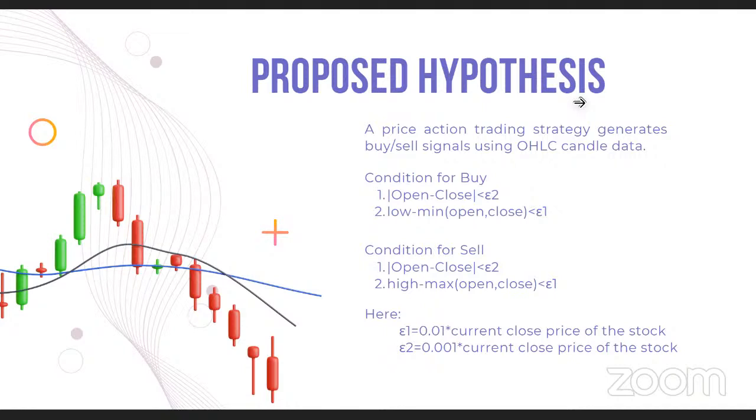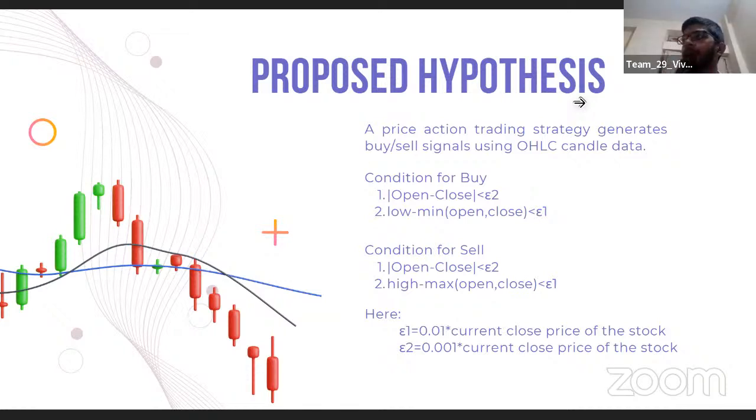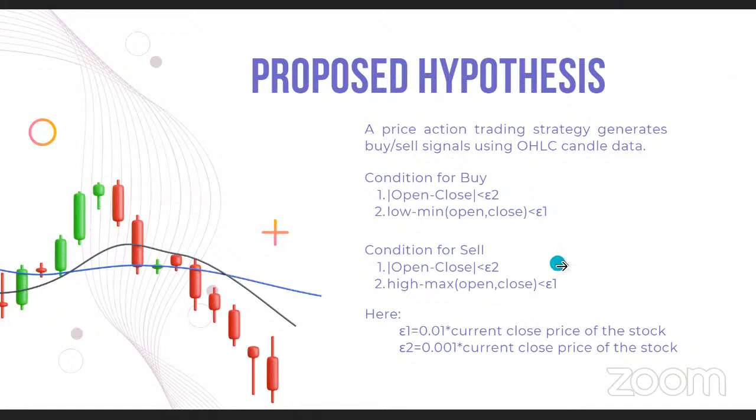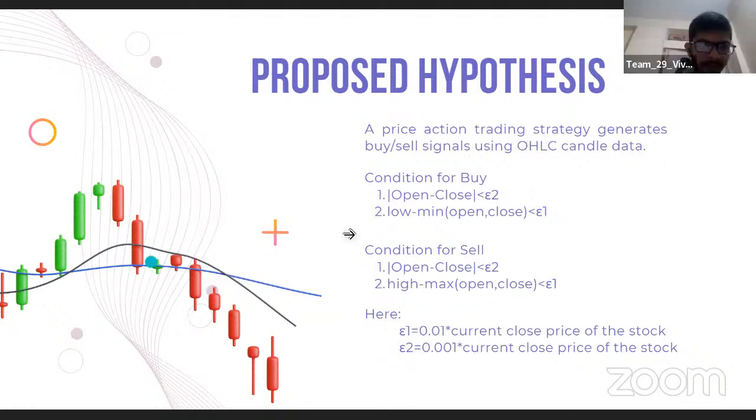The question is: how many backtests have you run to optimize epsilon 1 and epsilon 2? We ran 3 backtests in order to get the most optimal value of these parameters. Okay, thank you. I think that's it. We can move to the next team, but we'll require some time before that. Yeah, sure. Thank you.